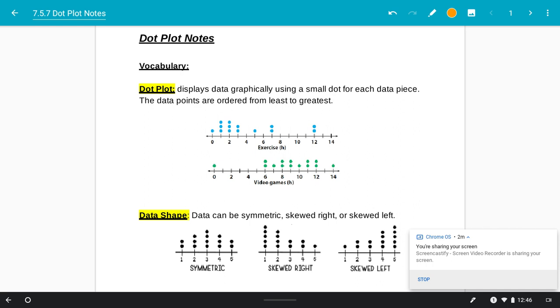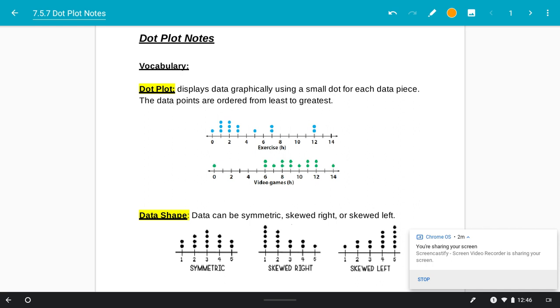We then also have data on video games here. So this is again talking about number of hours per week. There were 2 people who said they played video games for 0 hours per week, 2 people who said they played video games for 6 hours, 1 person who said they played for 7 hours, and so forth.